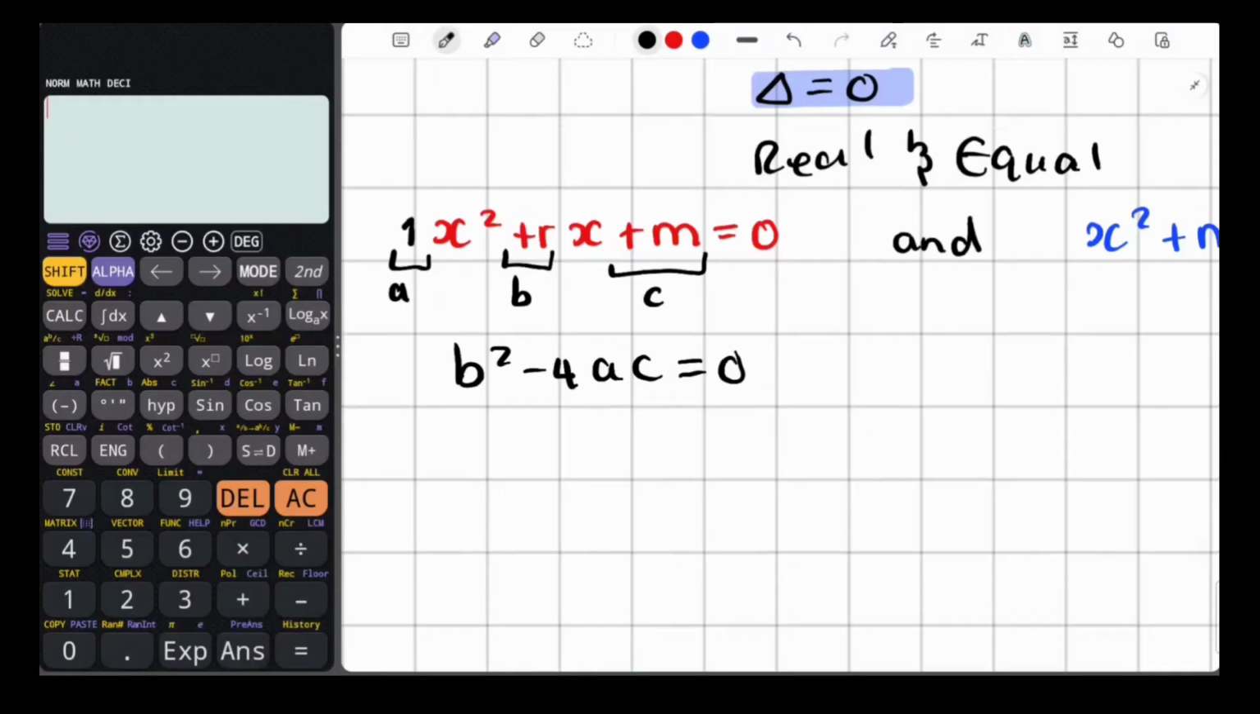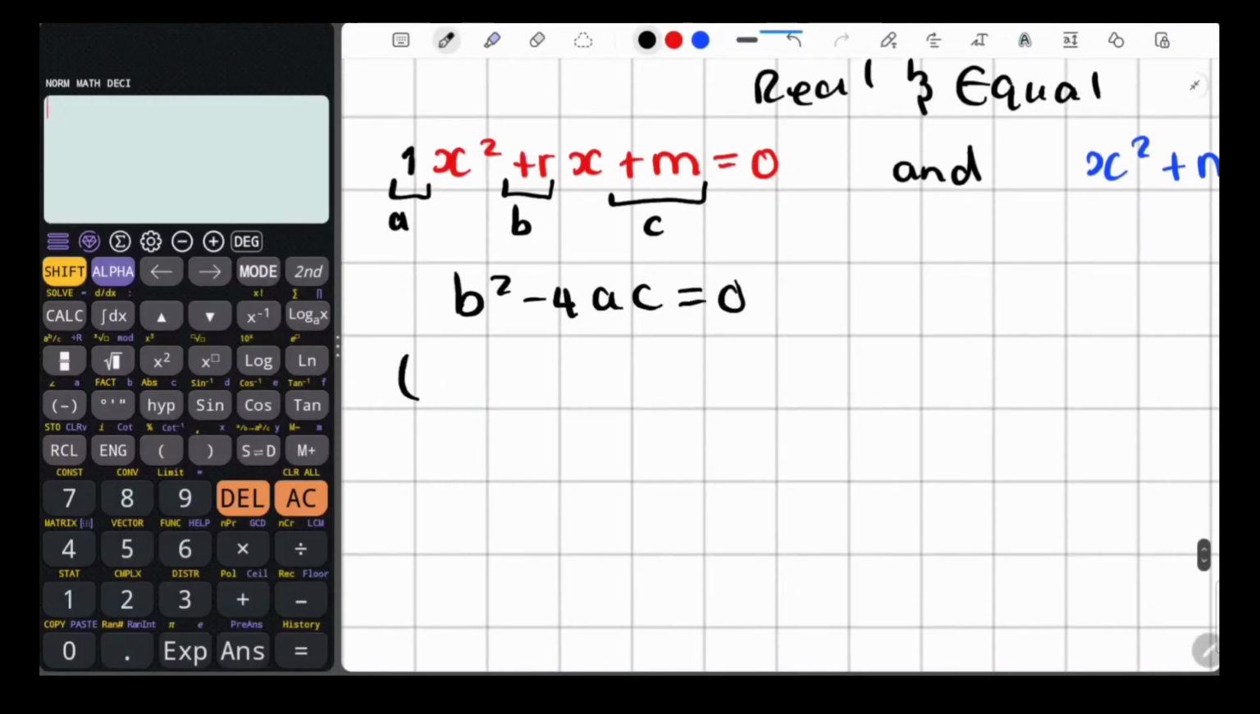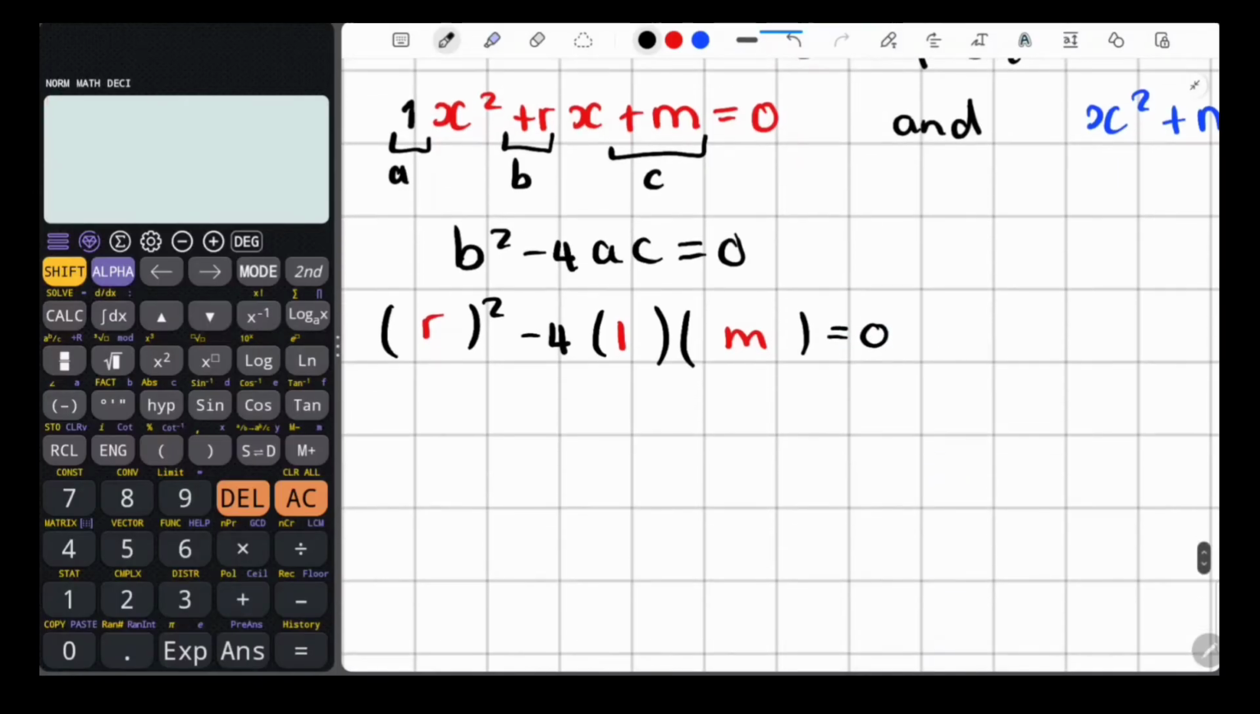So let's substitute these in here. We're going to have r squared, minus 4, and our a is just 1, so minus 4 bracket 1 bracket our c, which is m, is equal to 0, because our delta needs to be equal to 0. Let's see what we get when we simplify this. This is r squared. Negative 4 times 1 is just negative 4, then times m is negative 4m, equal to 0.